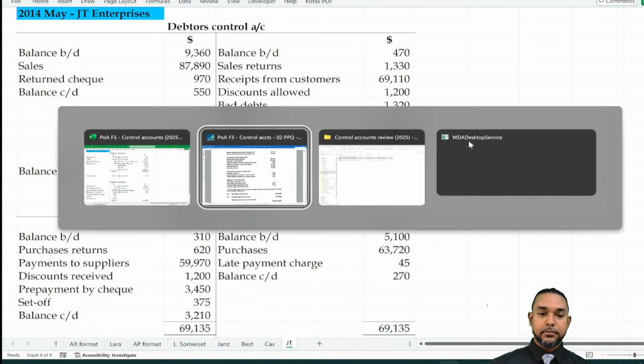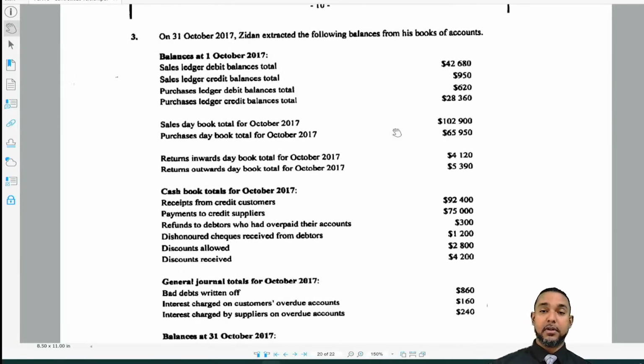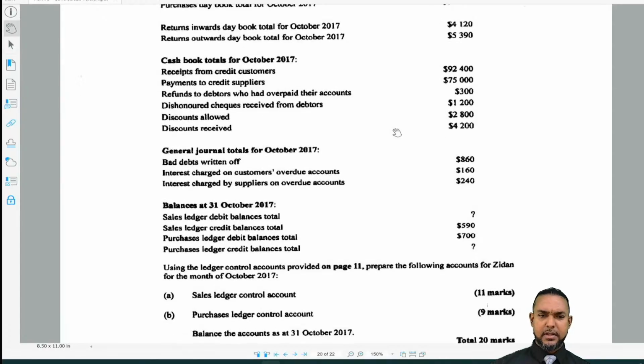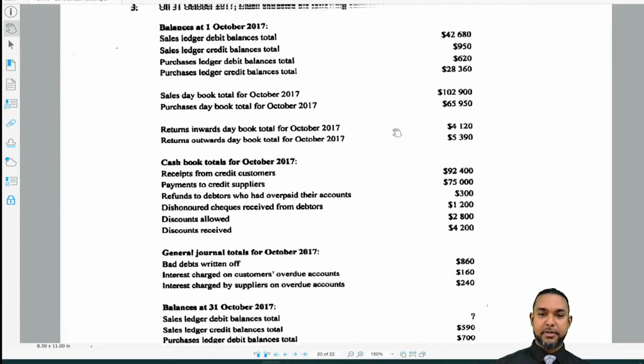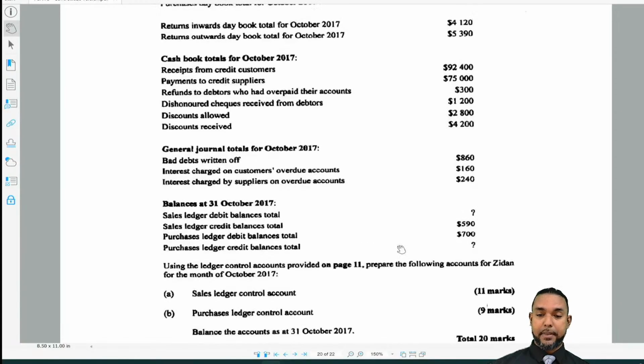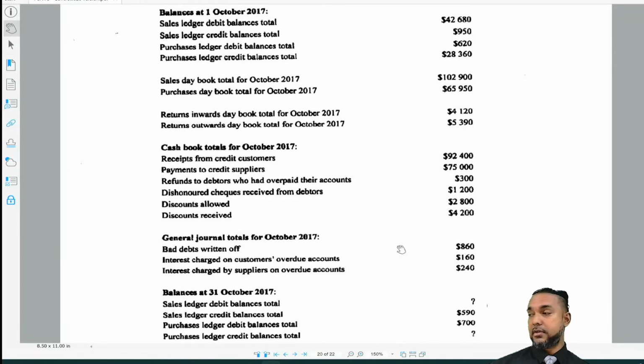Hey guys, so this 2018 question had a lot. I don't think it had set off, but yeah, this is a good one to try, right? And you have to find closing balances as well, right? And it was a full 20 marks, right? So of course, if you want to do that, feel free to do so and send me a pic, all right?